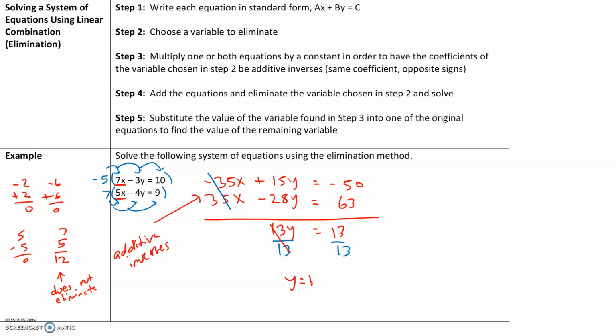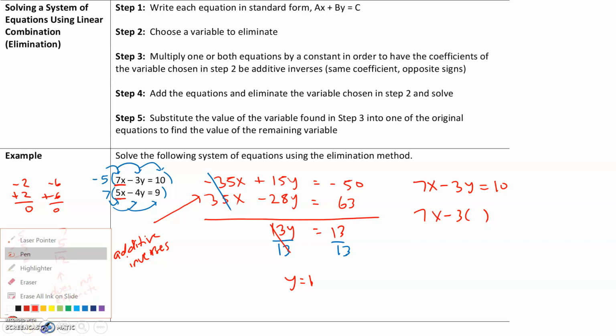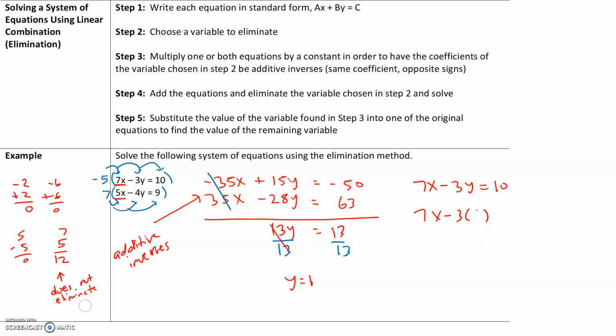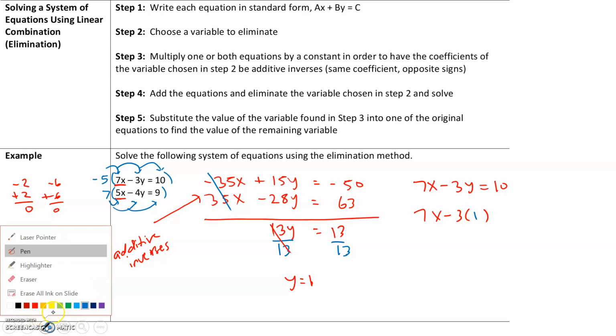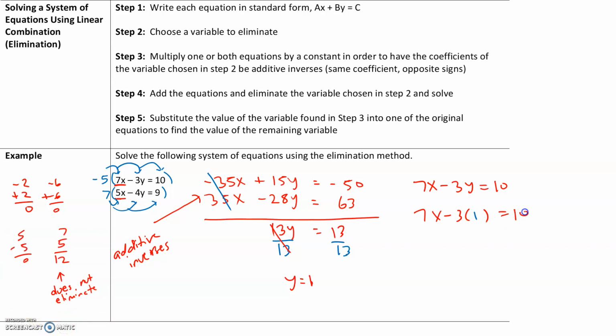And now I have 4 equations. I've got equation 1, 2, 3, 4. It doesn't matter which equation I pick. I'm just going to pick the first one. The first equation is 7x minus 3y equals 10. But instead of y, I'm going to replace the y with the 1. So I have 7x minus 3 times 1, and that equals 10.